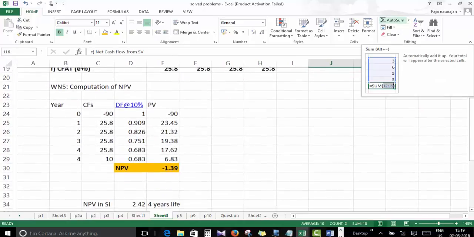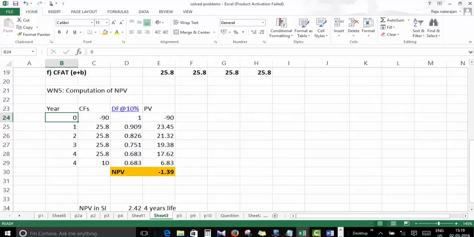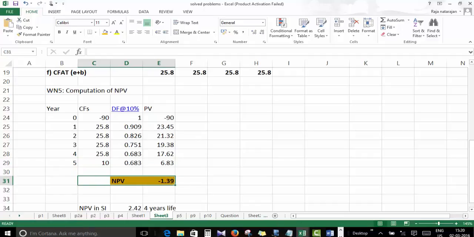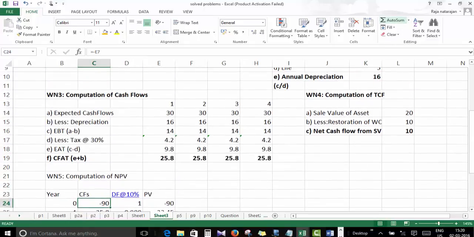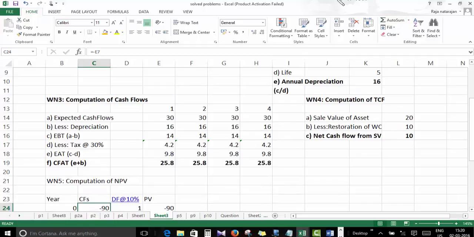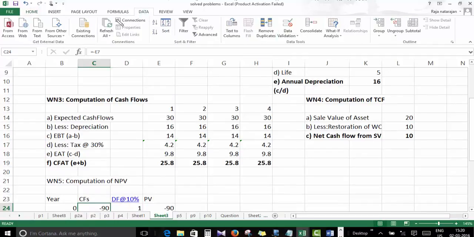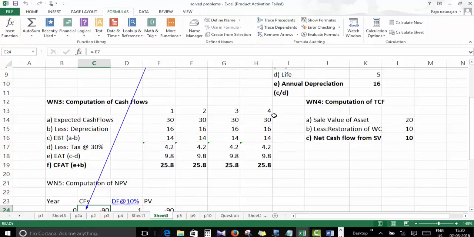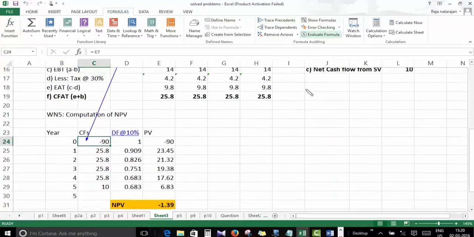Then we go for discounting of the cash flows, and the year is going to be year 0, 1, 2, 3, 4. We'll have 5. Why? Because the life of the asset is undergoing a change, so we'll have 5, and we'll have one more 5, because this 5 will capture the operational cash flow and this 5 will capture the salvage value. And let us capture the cash flows. This 90 is correct, because I'll show you from where we got this 90. So we have picked up this 90 from here, so nothing wrong in that.